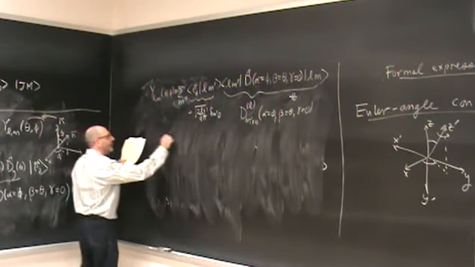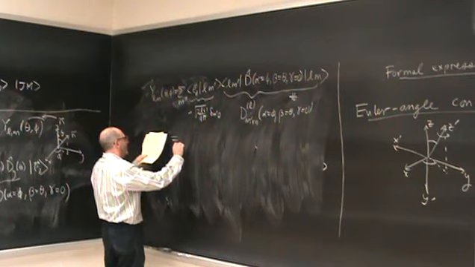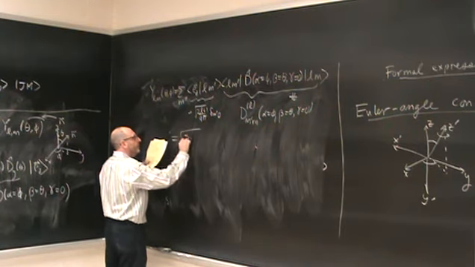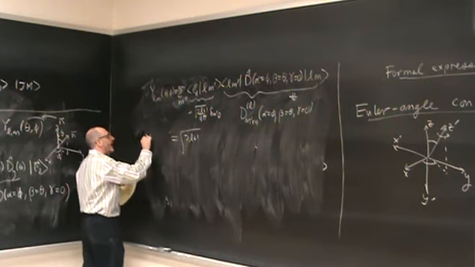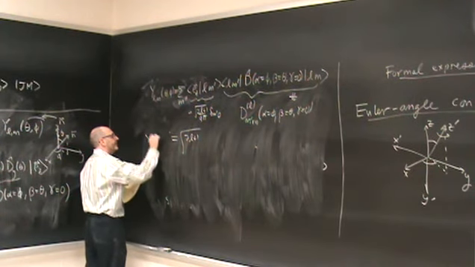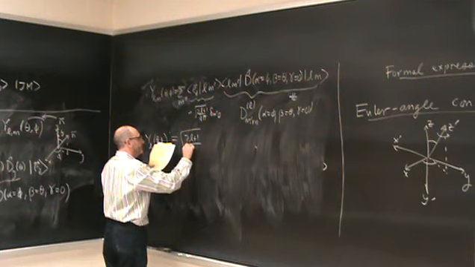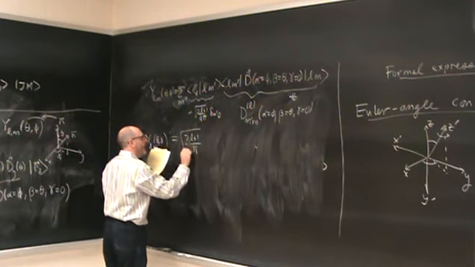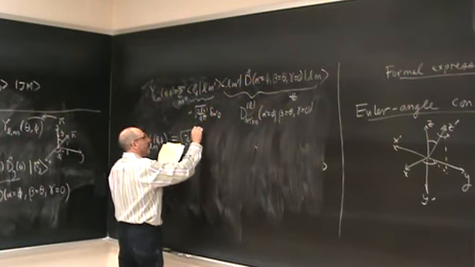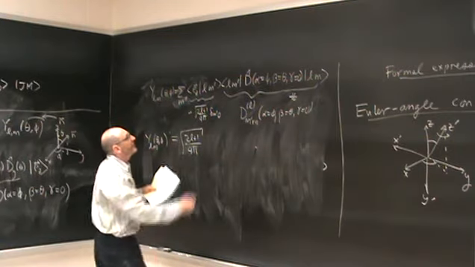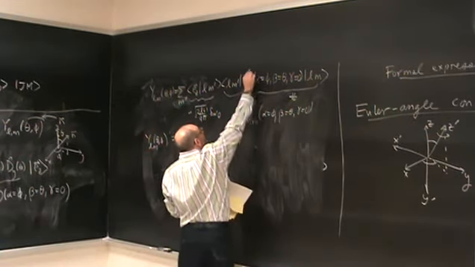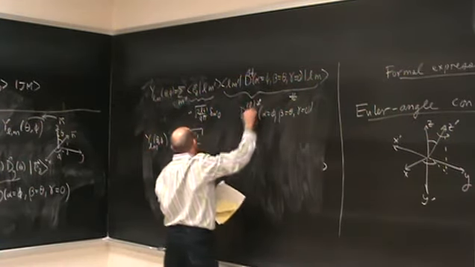So the bottom line of all this mess is the following. This is equal to the square root of 2L plus 1 over 4 pi. This should have been dagger, huh? So this is star.